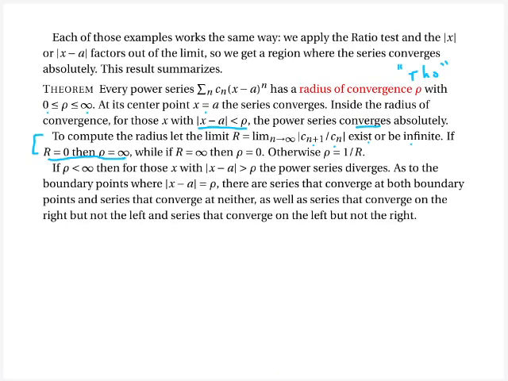Okay, so the summary says, when this limit here, when capital R is 0, then you're looking at plus and minus infinity. When capital R is infinity, then you're looking at plus and minus 0. And otherwise, rho is 1 over R.